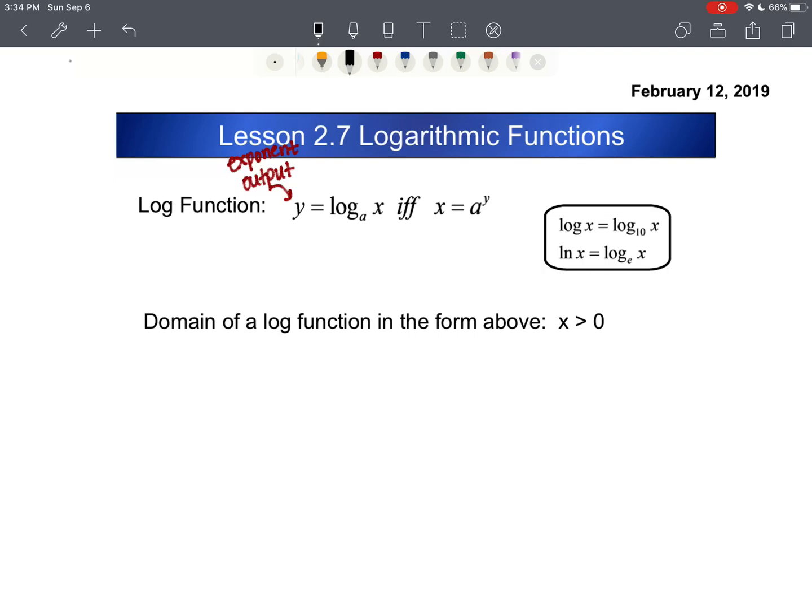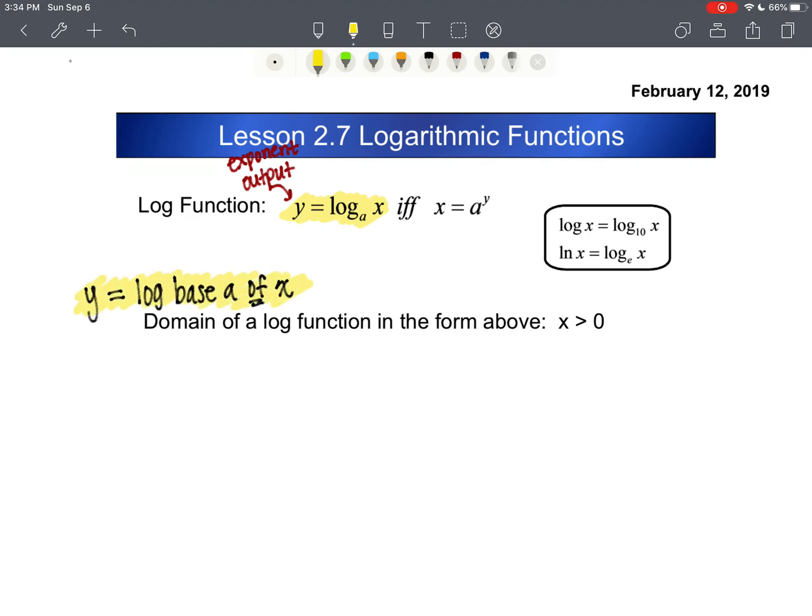And I'm going to write here how we say this. Log base a of x. So y equals log base a of x. Now this is called log form.